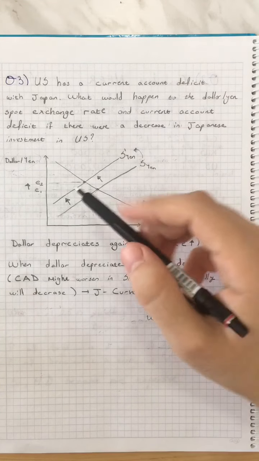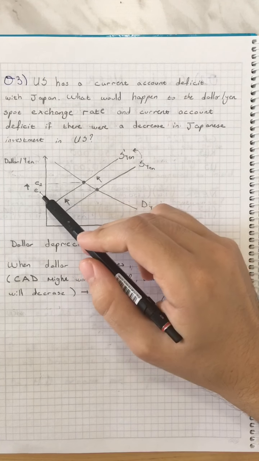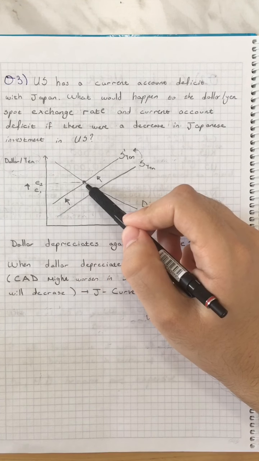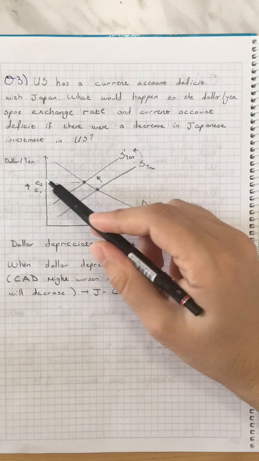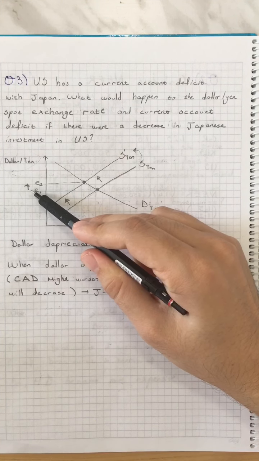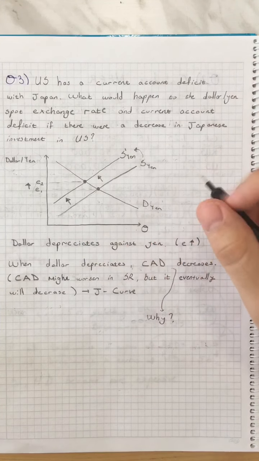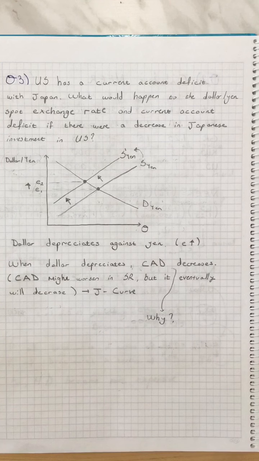What will happen? The new equilibrium rate is here. The initial equilibrium rate was E1, and the new equilibrium rate is now E2. So what does it mean when the dollar-yen exchange rate increases? It means that yen is now worth more dollars. So the dollar is now less valuable compared to yen. So we can say that the dollar has depreciated.